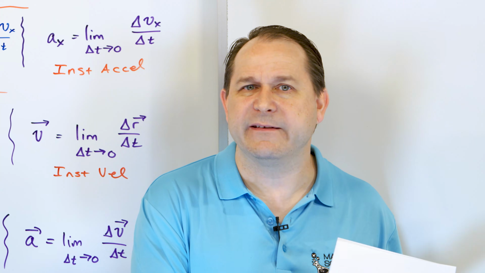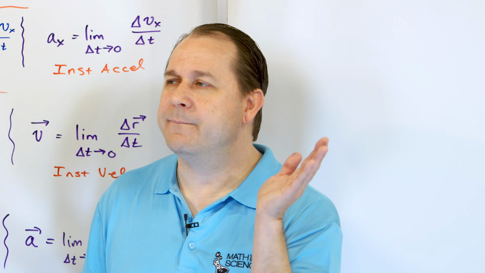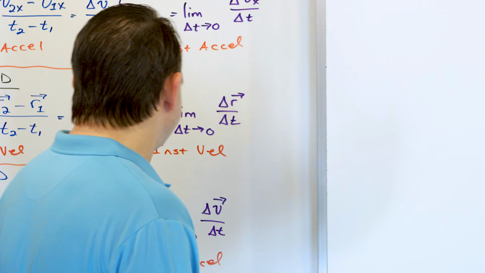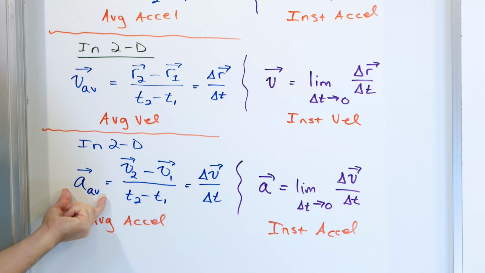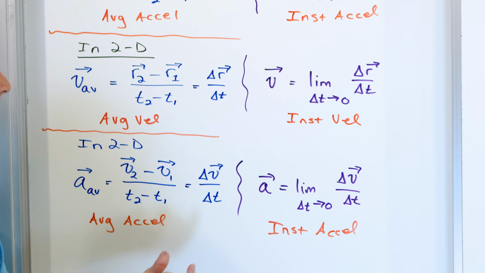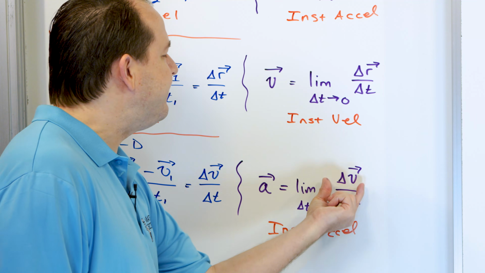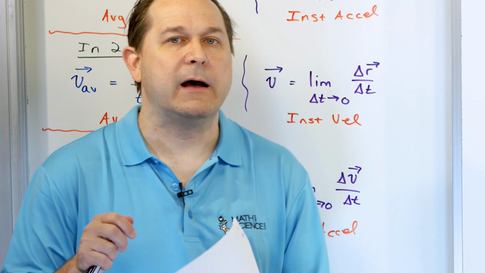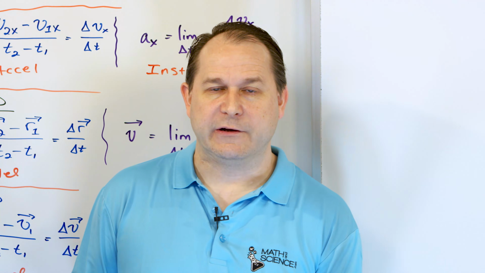Because for this, it's important, but it's also important for lessons down the road to understand how the vectors behave, right? So here we have the vector form of the average acceleration. Here, the change in velocity vector divided by the change in time. And here we have the instantaneous acceleration. Same exact thing, but we let the time interval approach 0.